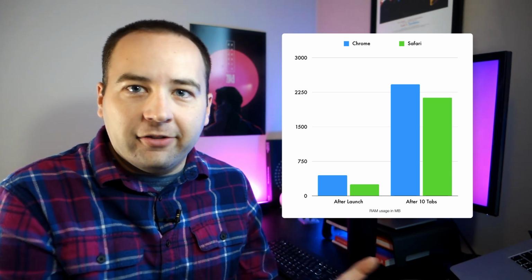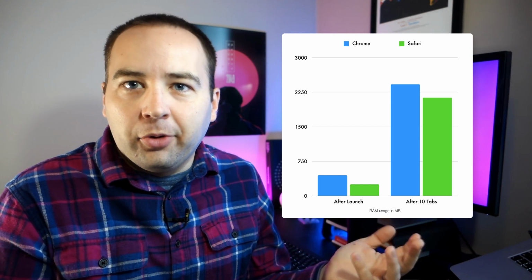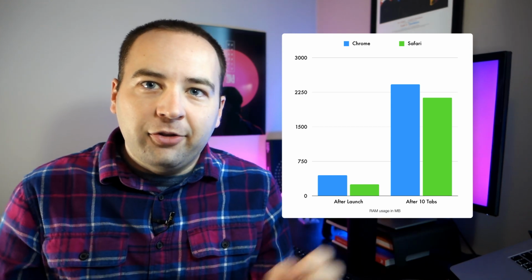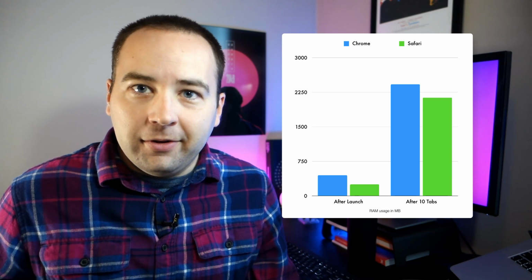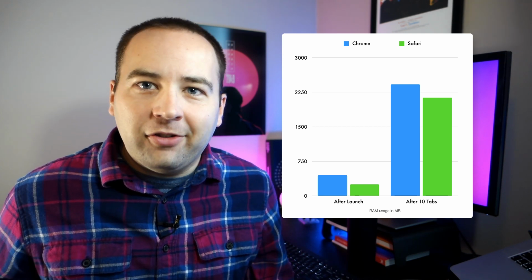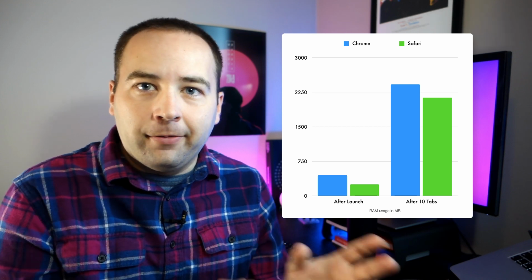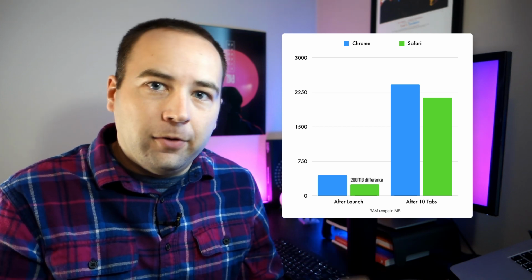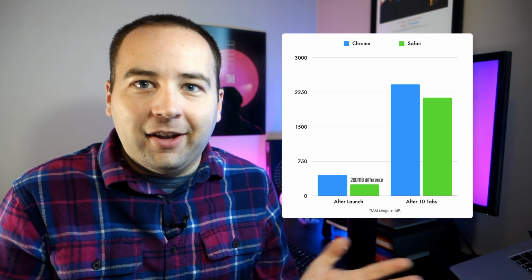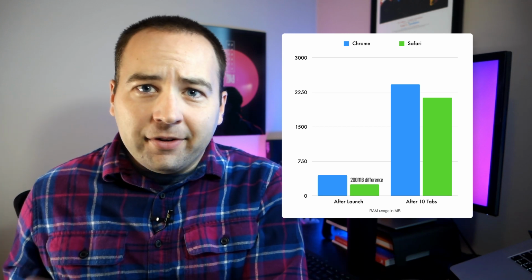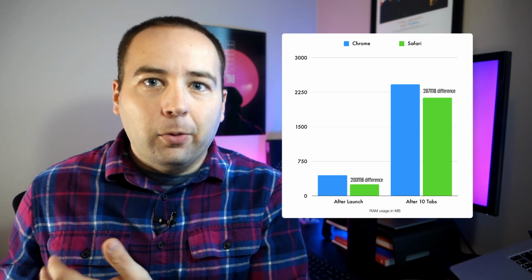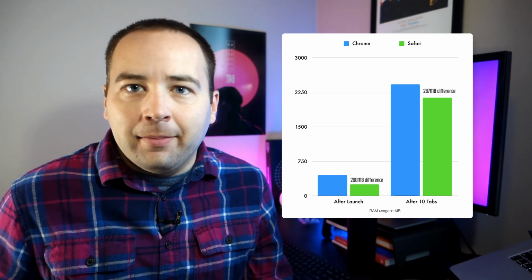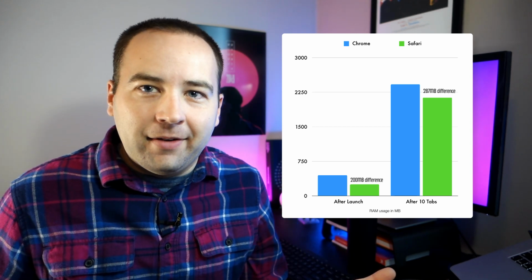However, once we load 10 sites, the difference is much more negligible. Safari still has a lead, it's about 12% less. But when we look at the raw, the absolute difference between the two, it hasn't changed that much. On app launch, Safari was using 200 megabytes less RAM than Chrome. And then after 10 websites were open, it was using 287 megabytes less RAM. So 87 megabytes at some point in those 10 sites was saved on Safari.